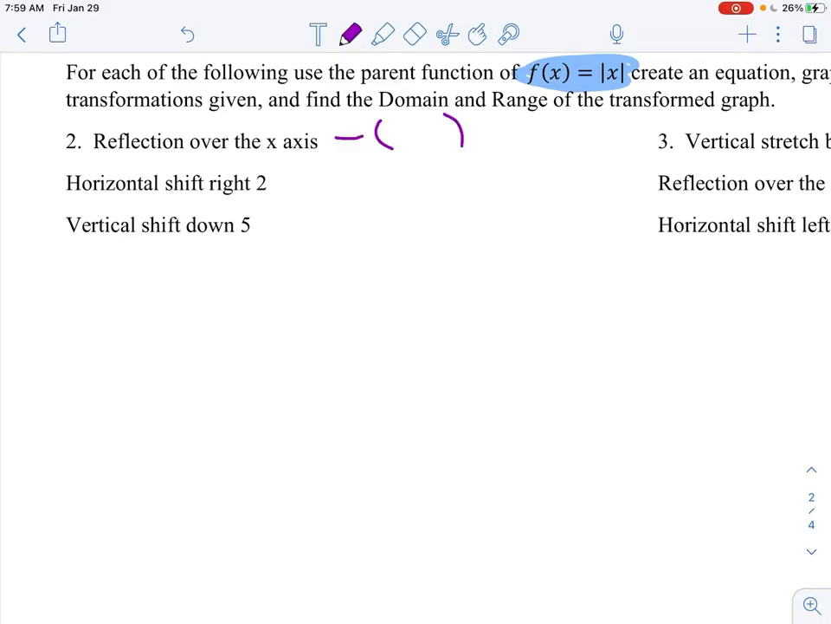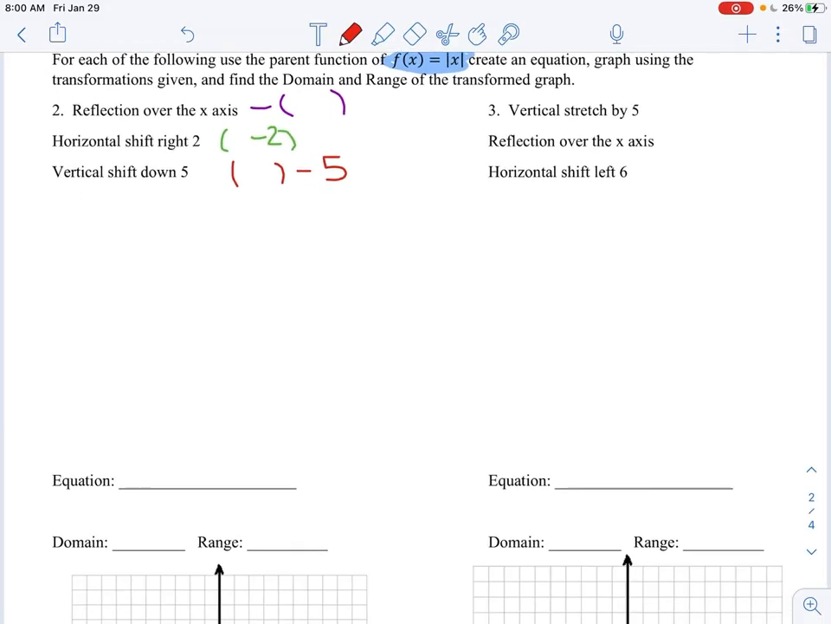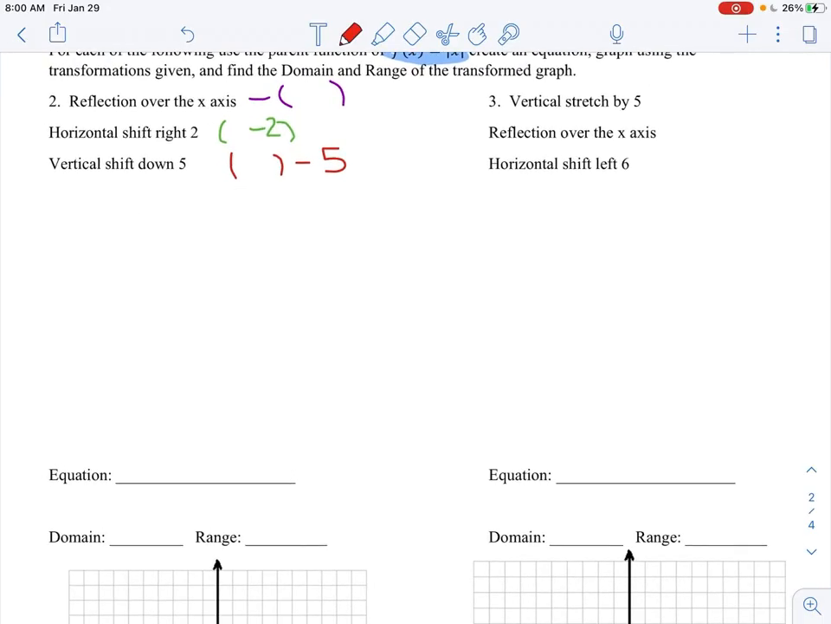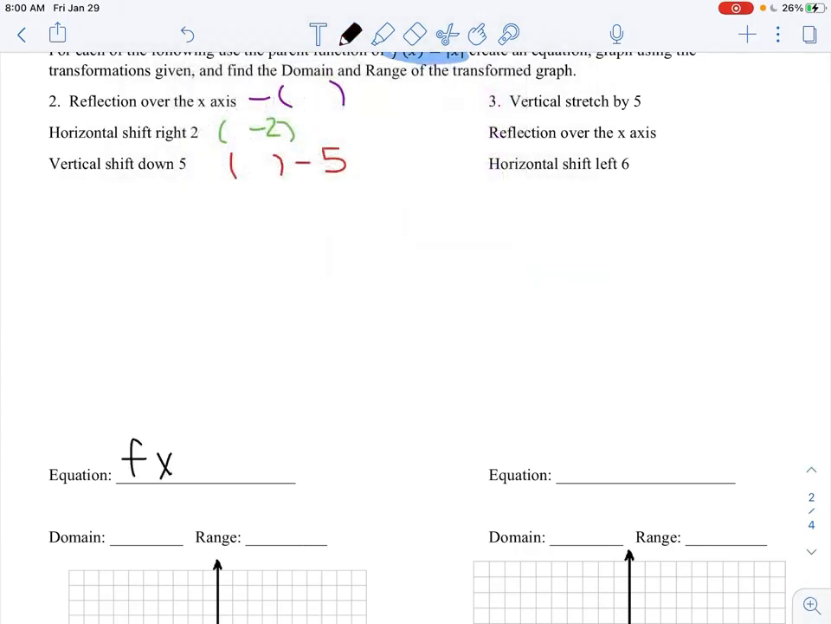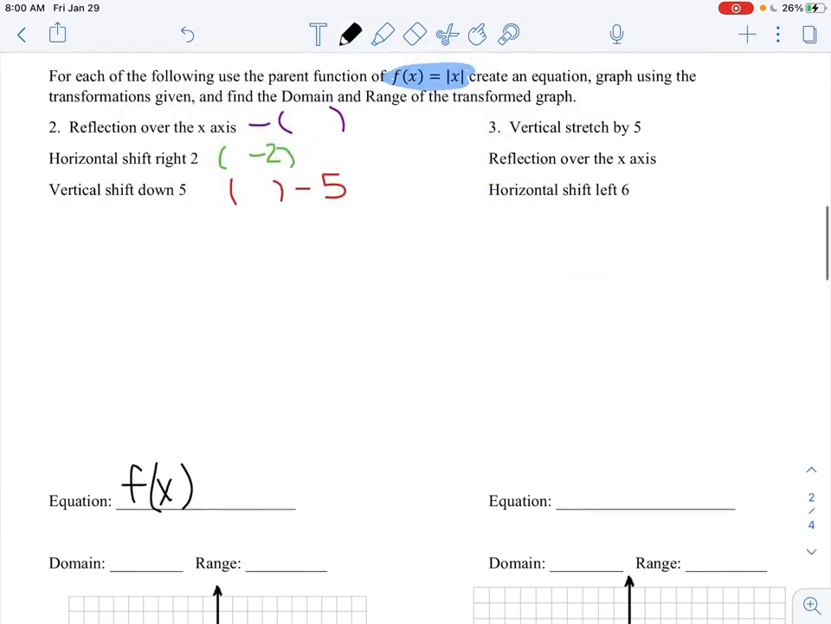A horizontal shift right, well, horizontal means it's inside my parentheses. Right, so it's opposite, so minus 2. And then finally, a vertical shift down, so it's on the outside, so it's going to be minus 5. So I kind of created my equation. I'm just going to take my parent function, which is f of x equals, oopsies, f of x equals the absolute value of x.